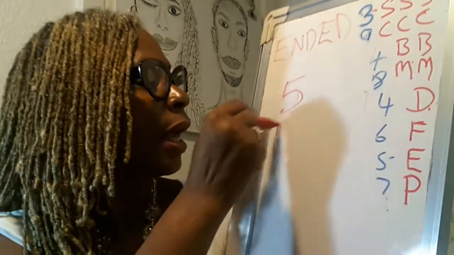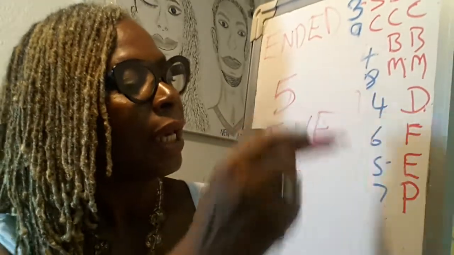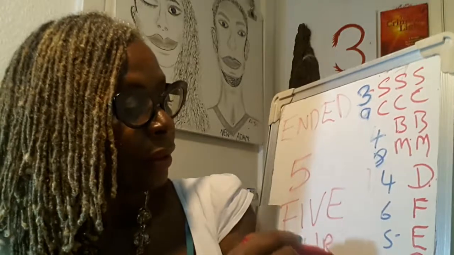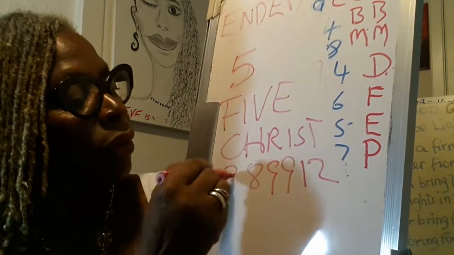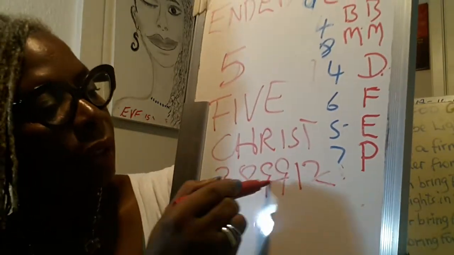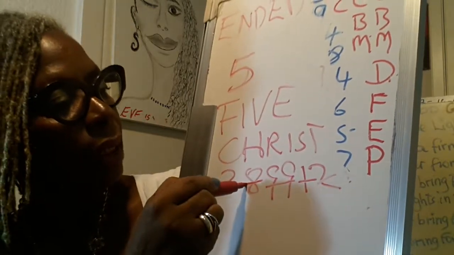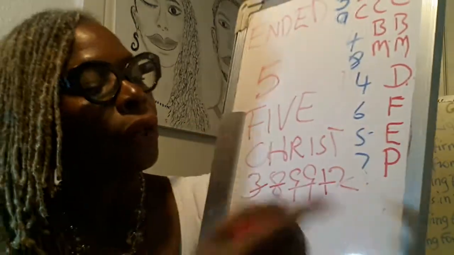So 5 here, F-I-V-E, of course, I can't resist the temptation to say 5 means Christ. 5 means Christ, like in the word Jesus Christ here, which is 2, 1, 9, 9, 8, 3. And add this together. So this is 20. This is 9, 29, 32. 32 is the Christ spirit.